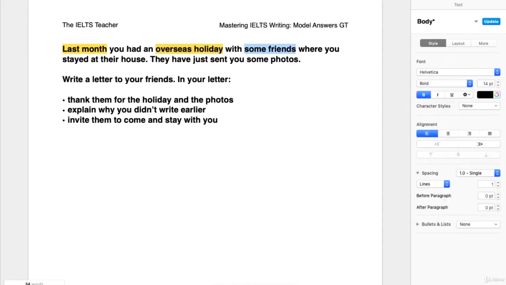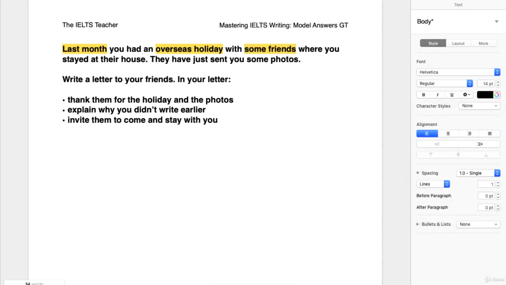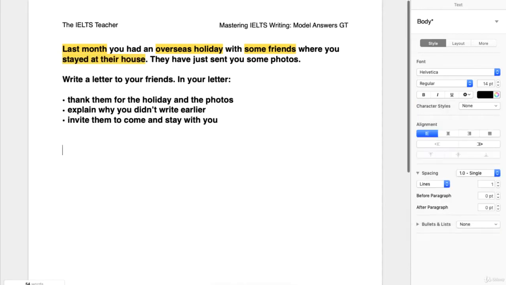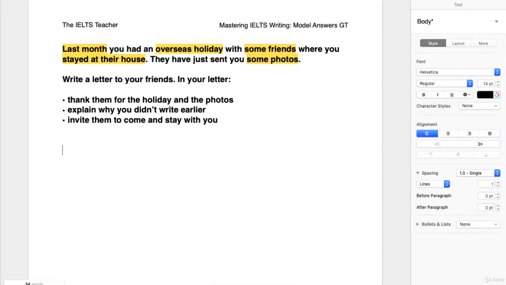So some friends, again indicating the fact that we're looking at an informal letter. And we stayed at their house. We didn't go all together to a hotel, but we stayed at the friend's house, and they've just sent us some photos. Not one photo, but some photos. All of these little details are very important.